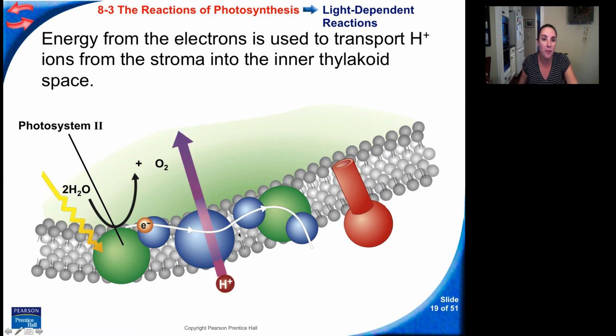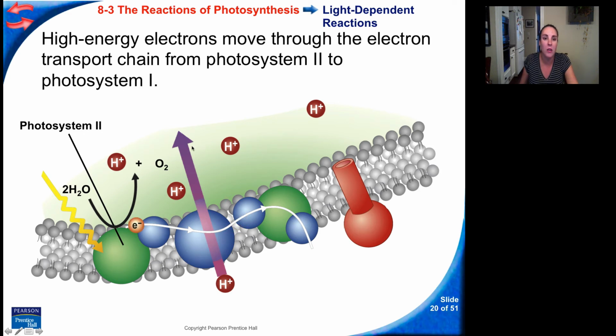So here we go. Energy from the electrons is used to transport hydrogen ions from the stroma into the inner thylakoid space. So down goes the electrons, down the electron transport chain, and in pumps all this hydrogen. And this is important. It's going to build this energy gradient. So high energy electrons move through the electron transport chain from photosystem 2 to photosystem 1. Here's photosystem 1.